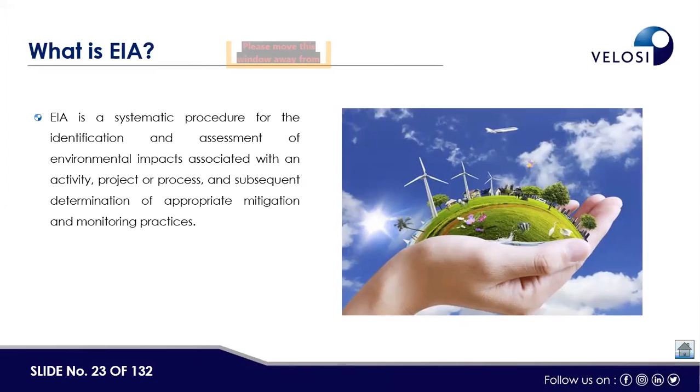Basically, environmental impact assessment is a systematic procedure in which we identify the environmental impacts and we assess them, and we also determine the mitigation and the monitoring practices as well. Basically, it is a procedure in which we have to identify what are the environmental impacts associated with the activities, with the projects or the process, and accordingly we have to assess them, whether it's low, medium, or high. So we have to assess the impacts as well, so that accordingly we can propose some mitigation measures and accordingly monitoring practices.